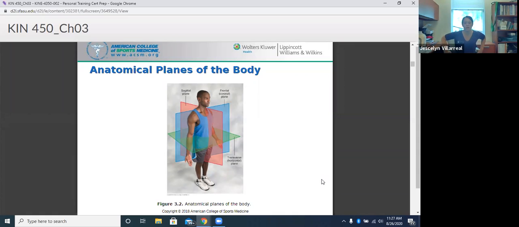Go into frontal plane, the coronal plane. Sagittal will bisect the sides. So you might do a forward lunge or reverse lunge in the sagittal plane. Transverse is anything twisting or turning horizontally.